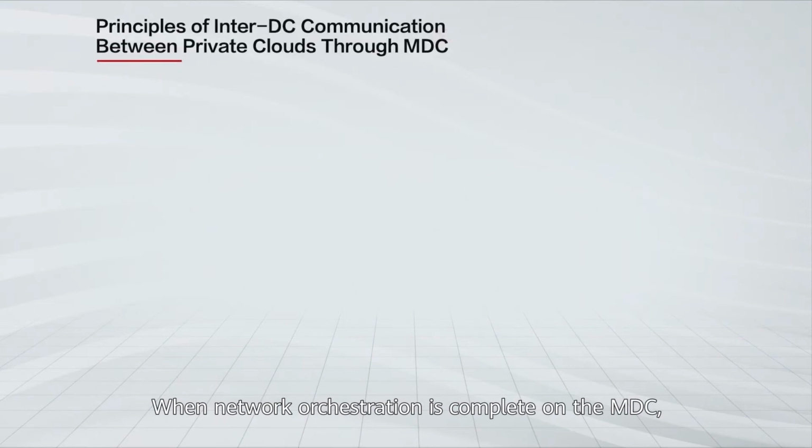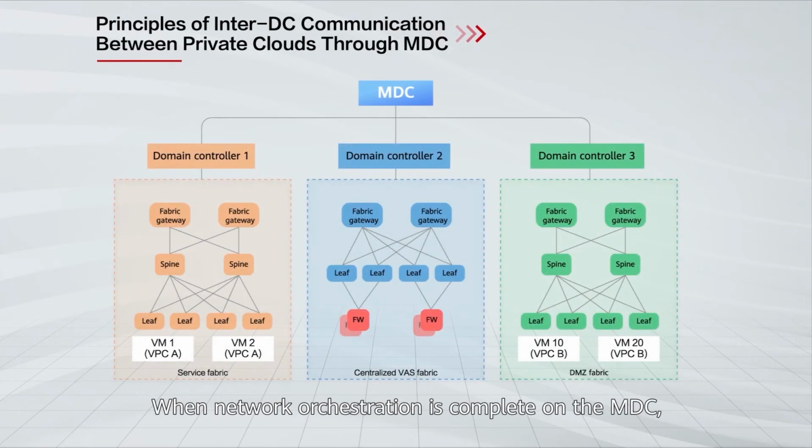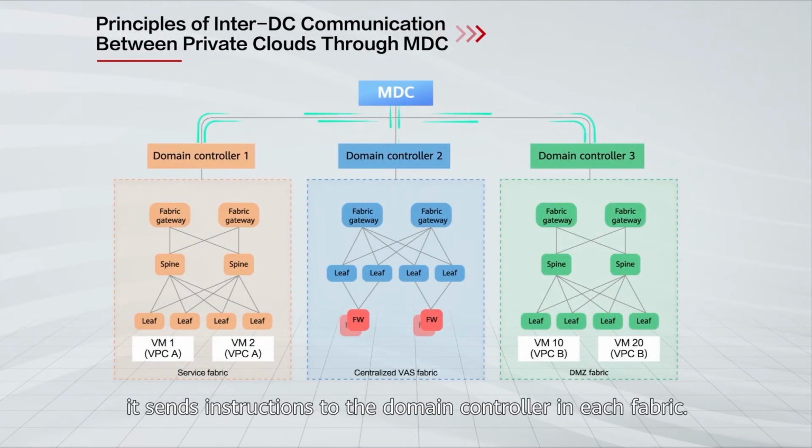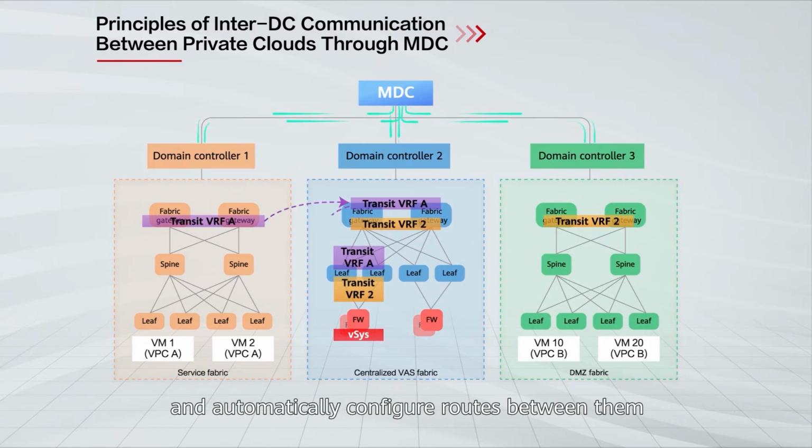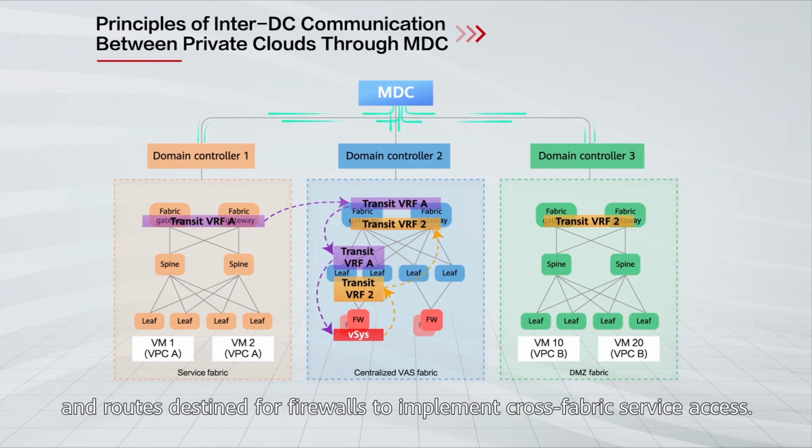When network orchestration is complete on the MDC, it sends instructions to the domain controller in each fabric. The domain controllers instantiate transit VRFs on fabric gateways in the three fabrics and automatically configure routes between them and routes destined for firewalls to implement cross-fabric service access.